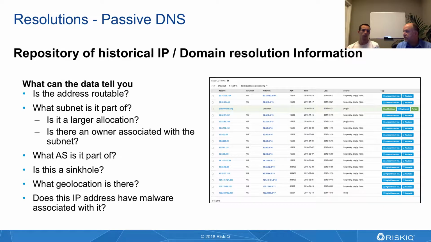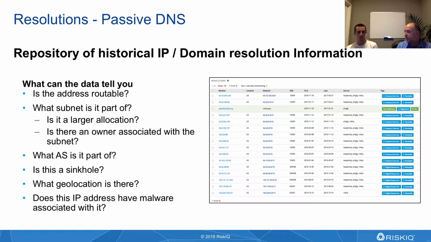So by default, when you run a query inside of community.riskiq.com, we're going to select the resolutions tab. Now, that is our passive DNS A record information. Passive DNS is essentially a repository of historical IP to domain lookups.